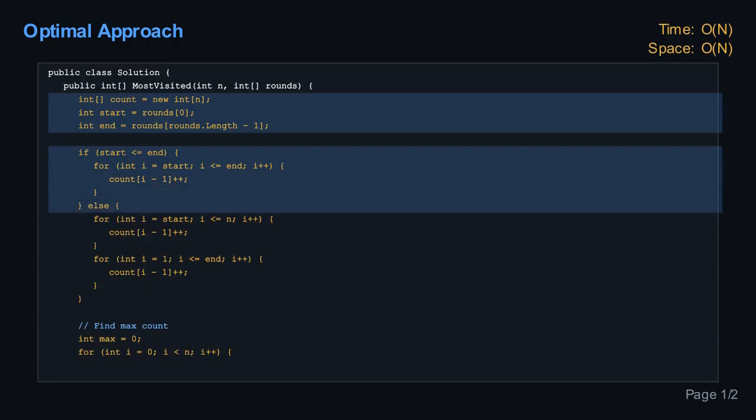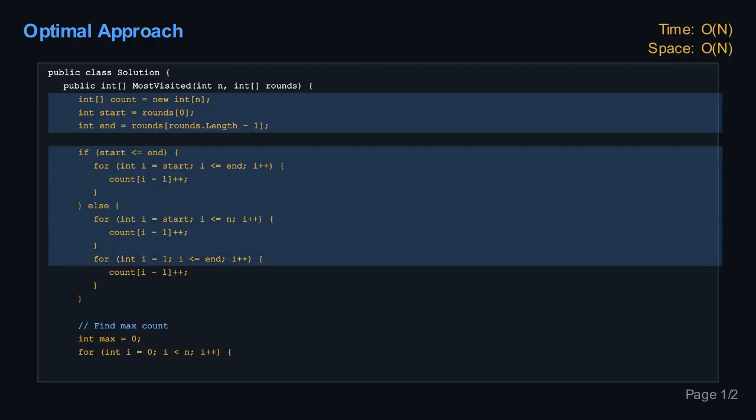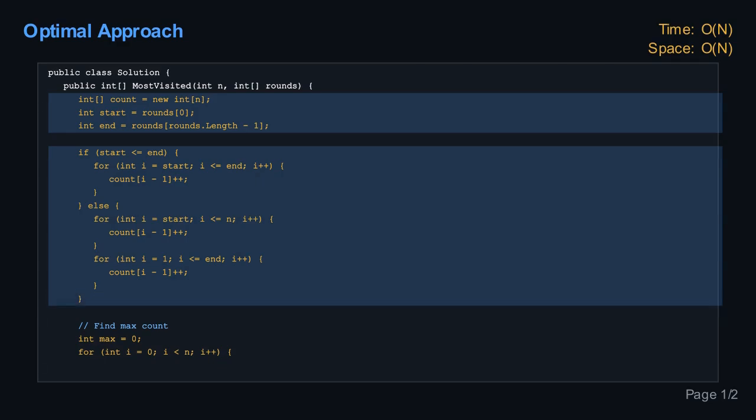If the start sector is less than or equal to the end sector, we visit all sectors in that direct range. If the start is greater than the end, due to circularity, we visit from start to n, and then from 1 to end. All other sectors in between in the rounds array are merely intermediate points that define the path. Effectively, we only care about the single path from the very first starting sector to the very last ending sector.